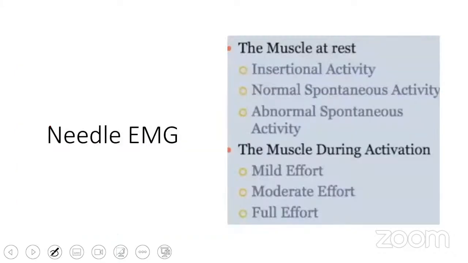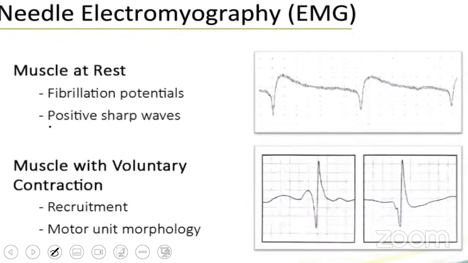So what I said earlier: insertional activity, normal spontaneous activity, abnormal spontaneous activity, mild effort, moderate effort, full effort when we insert the needle. These are the phases in which we study the MUAP. So what are you looking at? The fibrillation potentials and positive sharp waves when you are looking for abnormal EMG, and in muscles with voluntary contraction, you see the recruitment and you see the MUAP morphology.